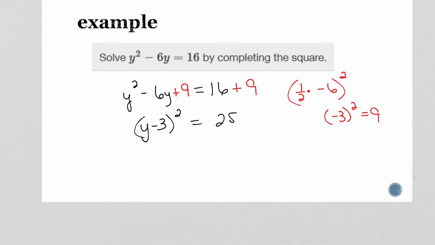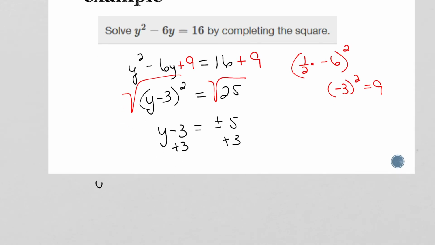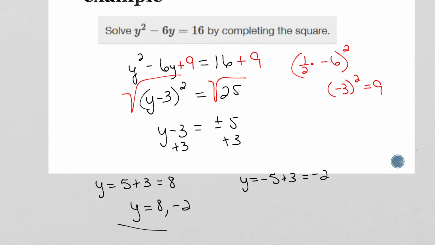And now I can take the square root of both sides. So I'm left with y minus 3 on the left and plus or minus 5 on the right. And then I would add 3. So I end up with y is equal to 5 plus 3, which is 8, and then y is also equal to negative 5 plus 3, which is negative 2. So my two solutions are 8 and negative 2.